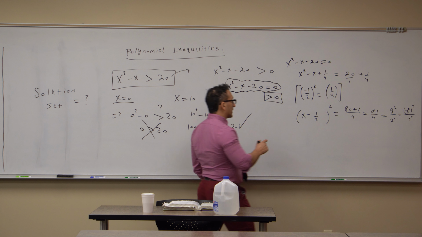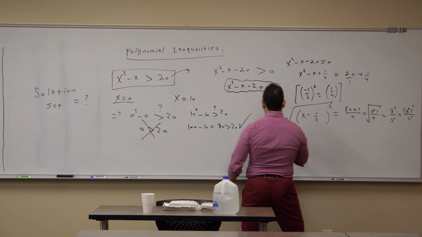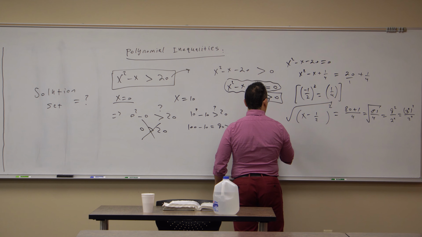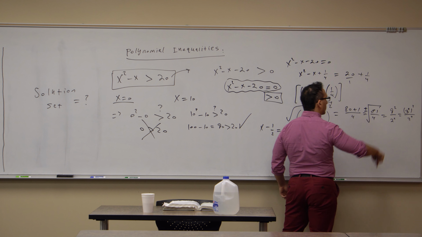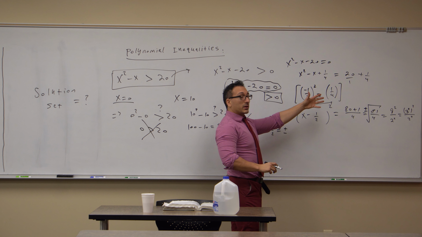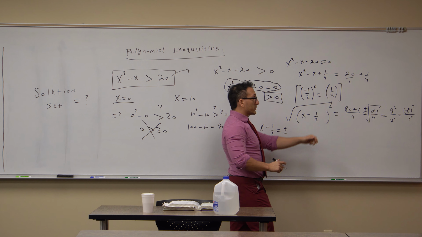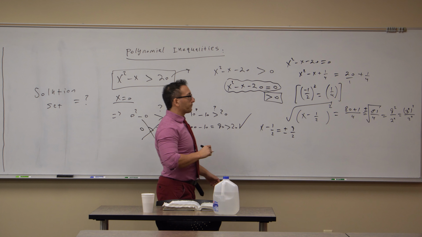Next, we take the square root of both sides here. So I get x minus 1/2 is equal to plus or minus the square root of 81 over 4. 9 is the square root of 81. 2 is the square root of 4, so I get the ratio 9 over 2 here. Okay?